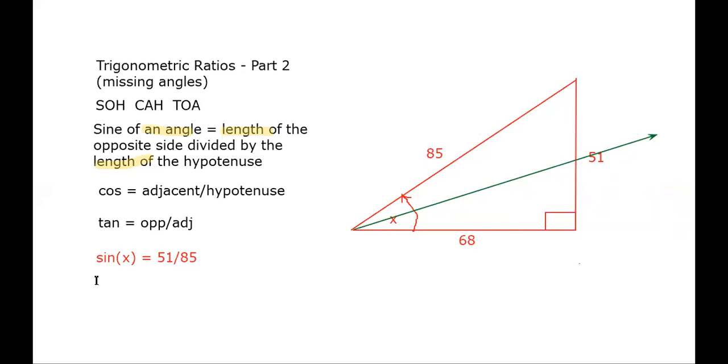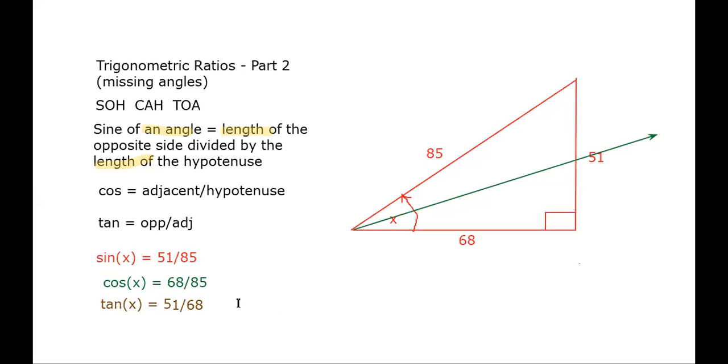Now, if we wanted to use the cosine function, cosine of x equals adjacent over hypotenuse. That would be 68 over 85. And if we wanted to use the tangent function, because there are going to be situations where you have to choose one based on the information given. If they don't give you the hypotenuse, for example, you can only use opposite over adjacent. That is sometimes what makes it confusing to use these trigonometric ratios, because sometimes there's more than one way to get the answer.